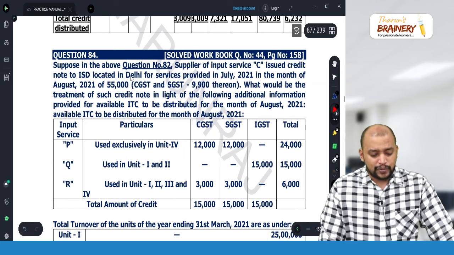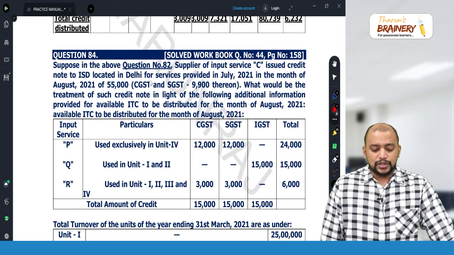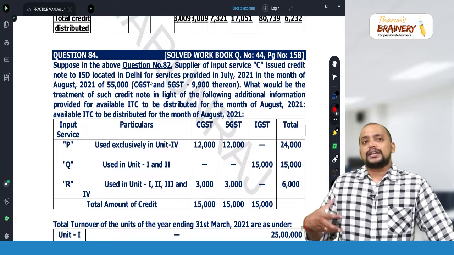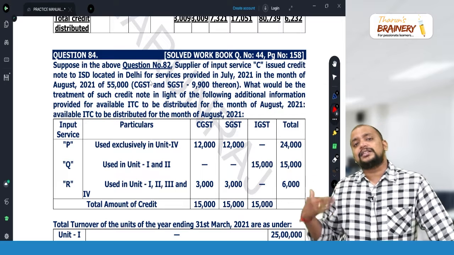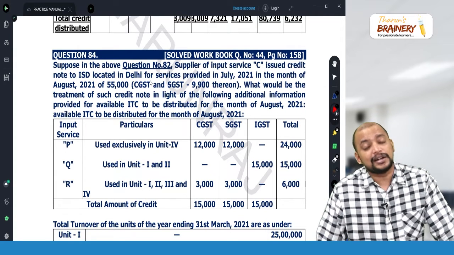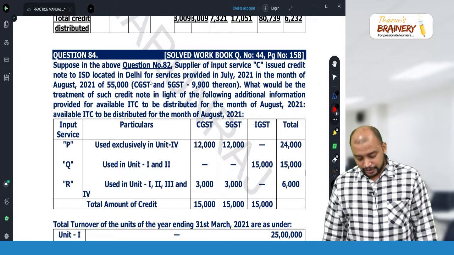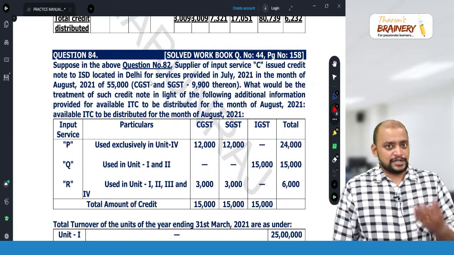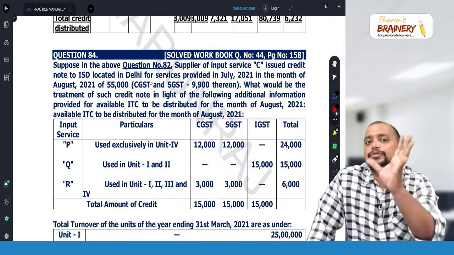Suppose in the above question 82, the supplier of input service C issued a credit note to ISD. Whenever a credit note is issued by the supplier, that credit note benefit needs to be given. A credit note and debit note are given by the supplier to the recipient: whenever there is a reduction in invoice value, a credit note; whenever there is an increase in invoice value, a debit note. Simple, try to remember.